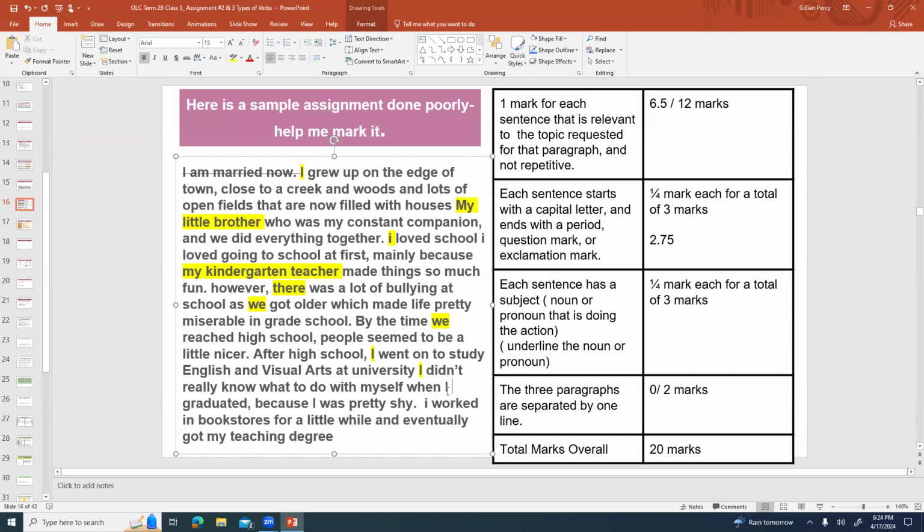you could grab it each time because it is acting as a subject either for the sentence or for the clause, but it's okay to just grab it once as well. Okay. We'll talk more about those kinds of sentences later on. And eventually, oh, I should have put the word here. I didn't. Eventually, I got my teaching degree. Okay.